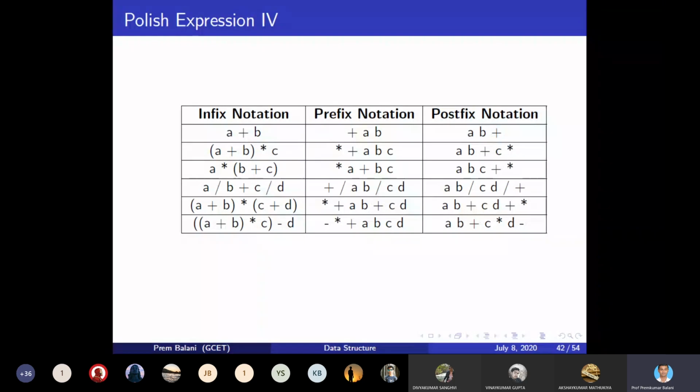Six possibilities are there: infix to the other two, prefix to the other two, and postfix to the other two notations. Clear?